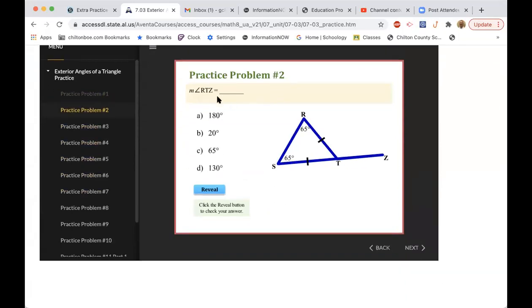Here we're finding the measure of angle RTZ. That's going to be this exterior angle right here. So this exterior angle is going to equal the sum of these two angles, and 65 plus 65 equals 130.